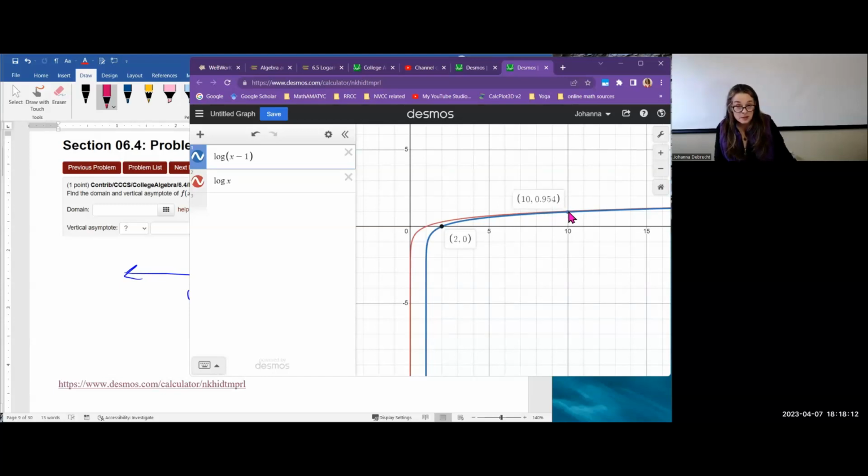Oh, so Desmos is messing up a little bit out here. It's not quite getting right on the right one, or I may be on the wrong graph, which is also possible. It's putting me on the opposite graph, okay?